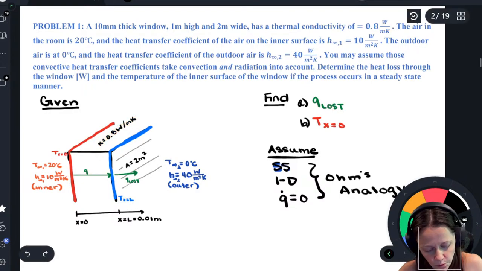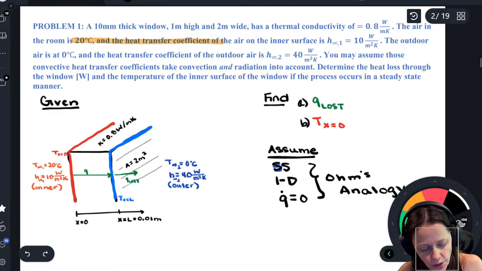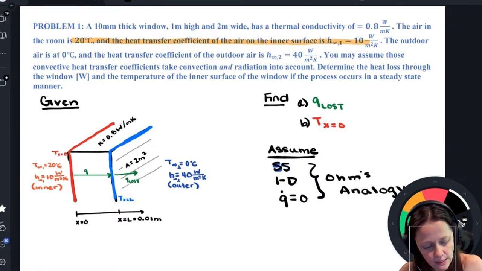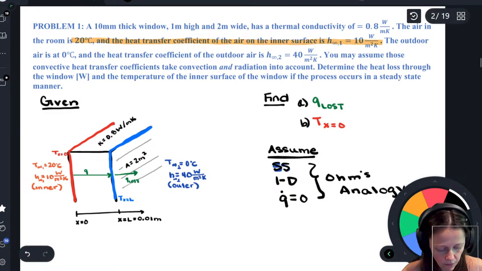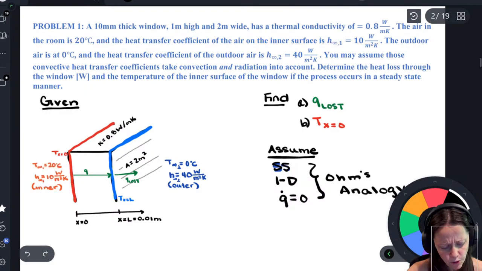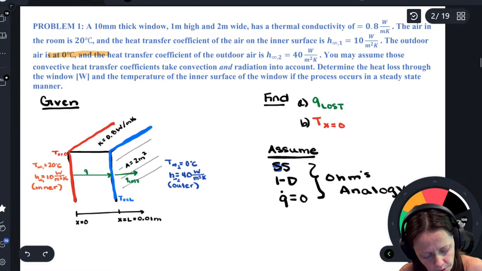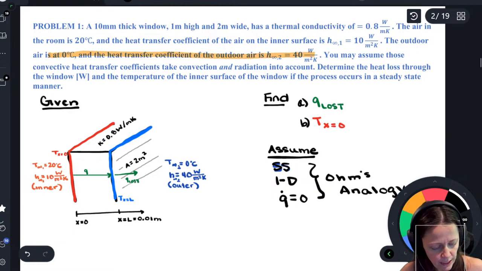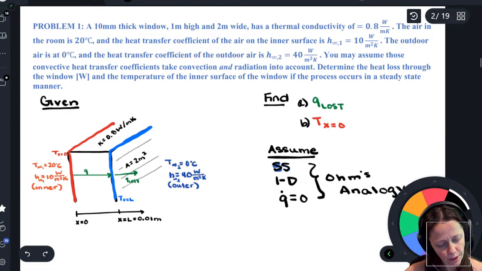The air in the room is 20 degrees, and the heat transfer coefficient on the inner side is 10 watts per meter squared Kelvin, so that's on this side. The outdoor air is at 0 degrees, and the heat transfer coefficient is 40 watts per meter squared Kelvin.